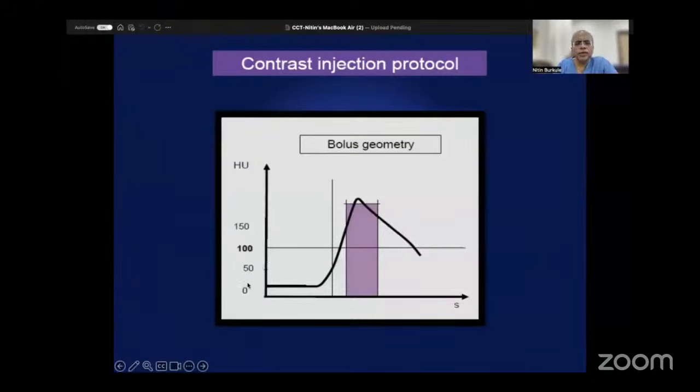So if we are giving the IV contrast, as you can see, in your field of interest there will be a gradual rise in the contrast volume and then it will dissipate. So you have a time window period when you can get the best contrast if you image at that time.